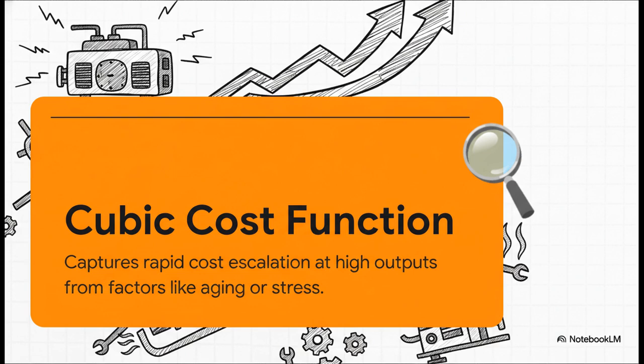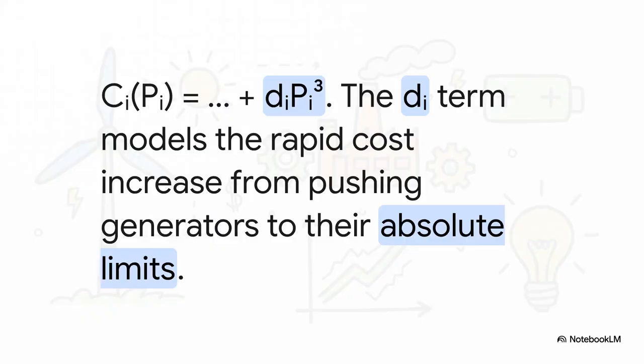This model is built to capture that dramatic spike. And you can see the complexity growing in the formula. We've just tacked on one more term, D times the power cubed. That's the part of the equation that models those extreme cost jumps when a generator is being pushed way too hard.